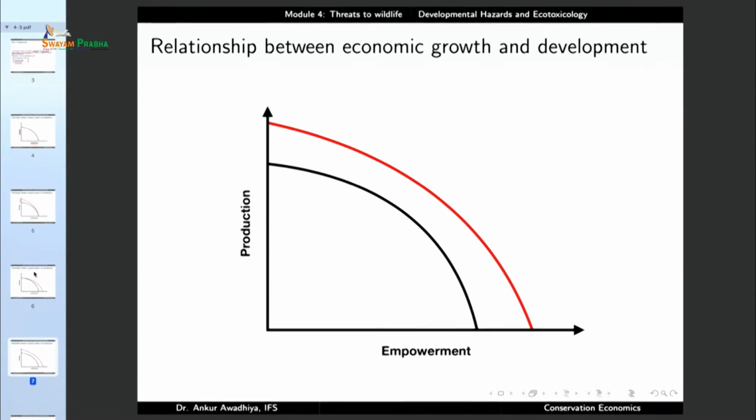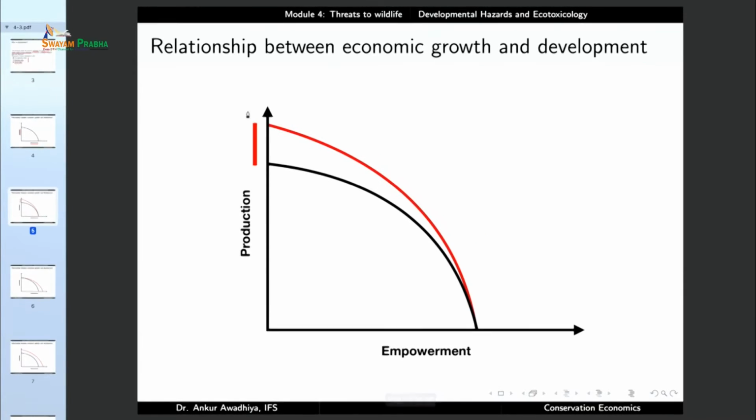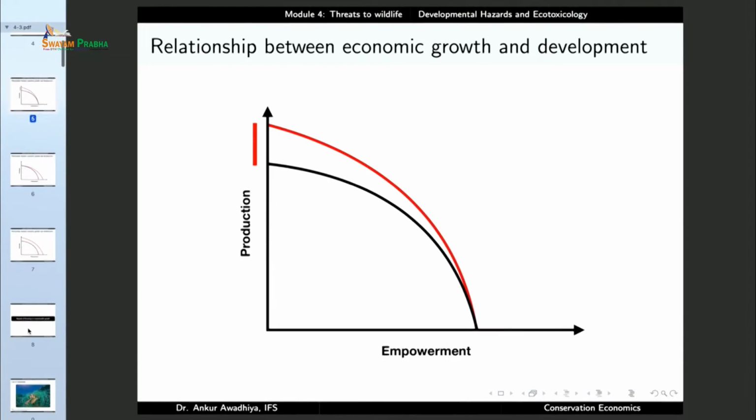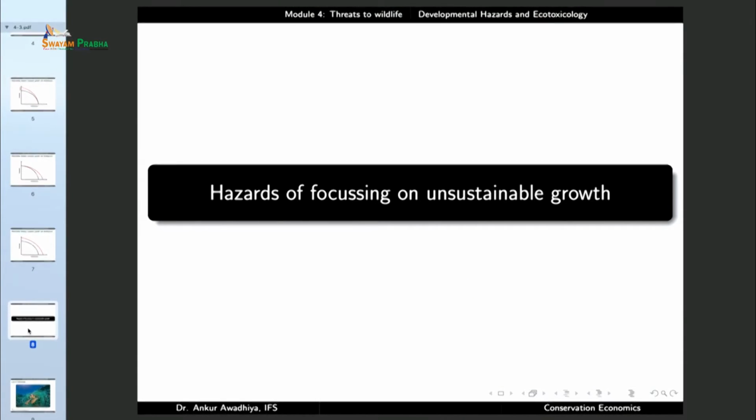However, in a number of cases, what we have observed is that if there is an increase in production, people say that the economy has developed. Whereas in reality, we are only having an economic growth without having any development. Now, this distinction needs to be kept in mind before we move further. So, what happens when we only focus on growth, we do not focus on development? Or, in other words, what are the hazards of focusing just on an unsustainable growth?